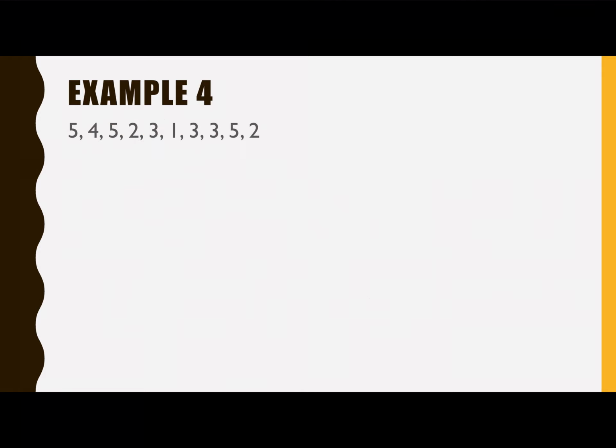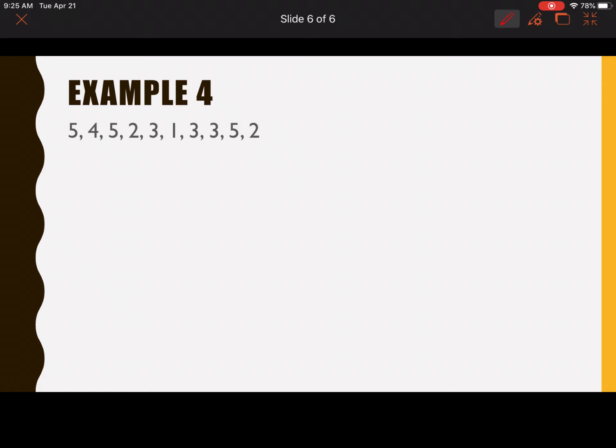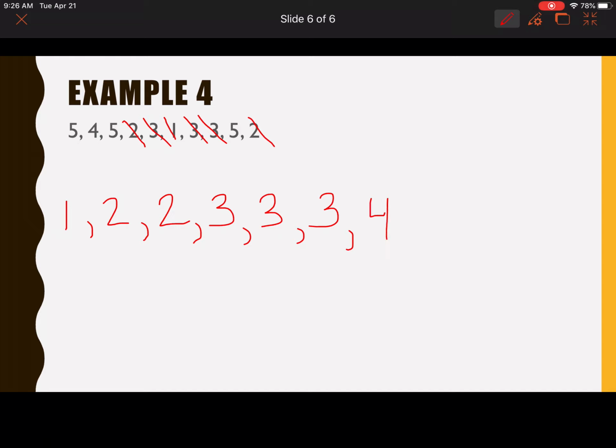Now we're going to look at one more example, example 4. In our set of data, we have 5, 4, 5, 2, 3, 1, 3, 3, 5, and 2. Our first step is to always order them from least to greatest. So we have 1, 2, 2, 3, 3, 3, 4, 5, 5, and one more 5.